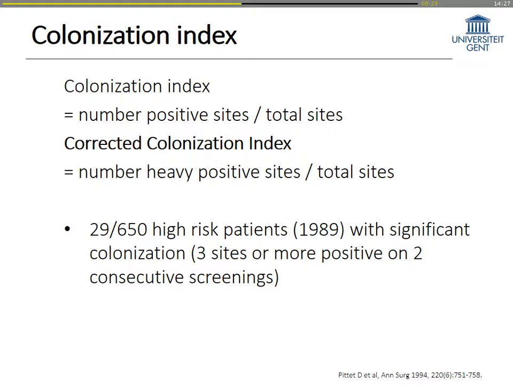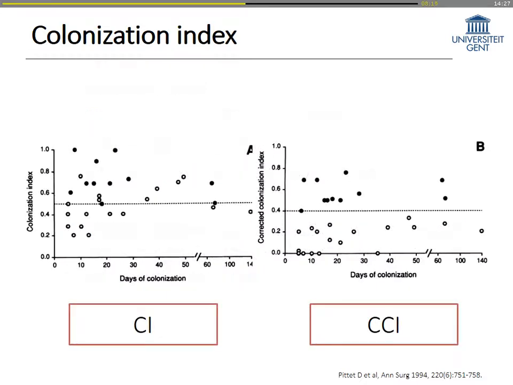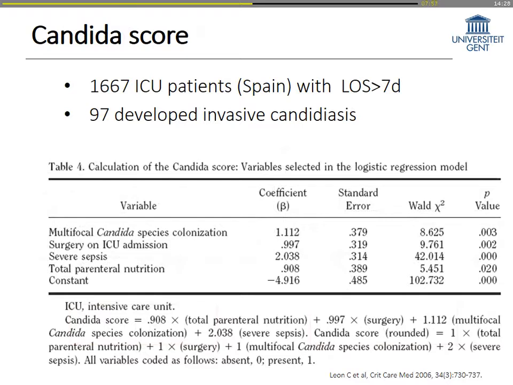And this was actually first studied in a relatively small group of high-risk patients, 29 patients out of 650. So it's quite old literature, and you can see here a small amount of patients. Each dot is an individual patient, and apparently there's indeed some signal. The higher this index is, meaning the more sites are positive, the higher the risk of invasive infection is. This is logical, let's see in a minute whether this holds true in the studies that have been done.